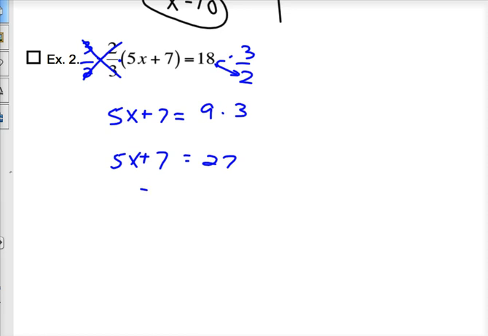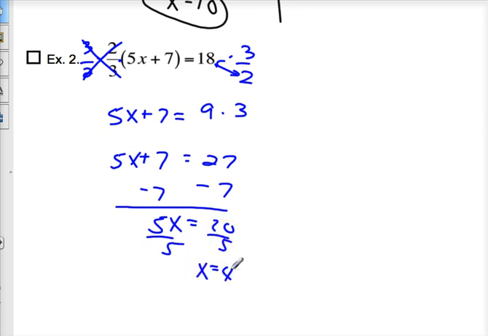And now we just have the 2 steps. Subtract 7, divide 5, get your answer 4, plug it up above and check it to make sure you do get 18. I'm going to take a quick mental check, see that I do get 18, and I do, and move on from there.